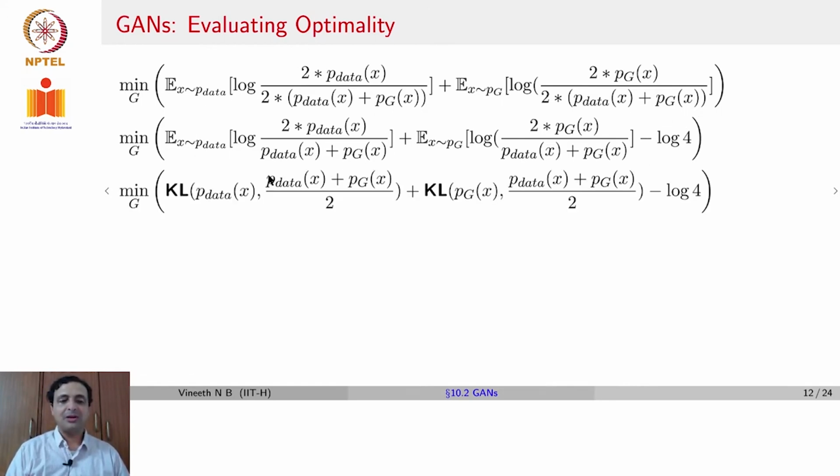Now, the first term here can be written as a KL divergence between p data of x and p data of x plus p g by 2. Remember, this would be log p by q, and you will be left with p data of x and p data of x plus p g by 2. Similarly, the second term would be the KL divergence between p g of x and p data of x plus p g of x by 2, and you still have the minus log 4.